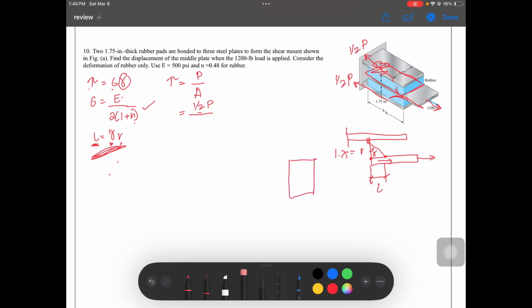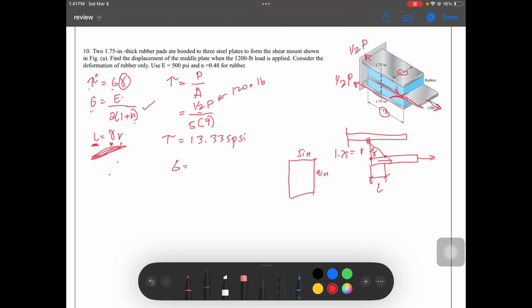The width is 5 inches and the length is 9 inches. So that is our area, 5 times 9. Okay, let's substitute. Our P is 1/2, no? Substitute the 1/2 load here. We are able to get our shear. Our shear is equal to 13.335 PSI. So we can move it here.